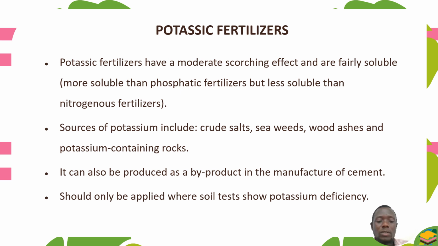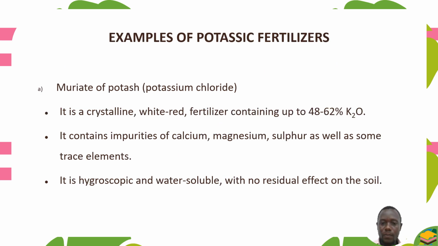It should only be applied where soil tests show potassium deficiency. After the soil has been tested and there is a lack of potassium, that's where you can apply potassic fertilizers. Let's look at examples of potassic fertilizers. The first example is muriate of potash.